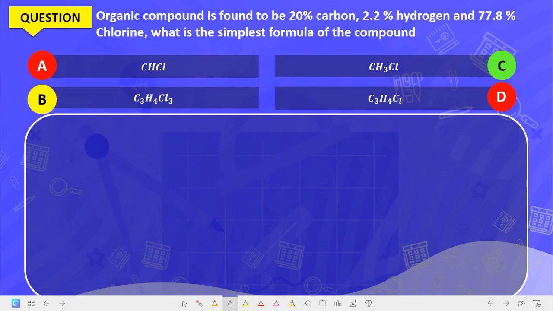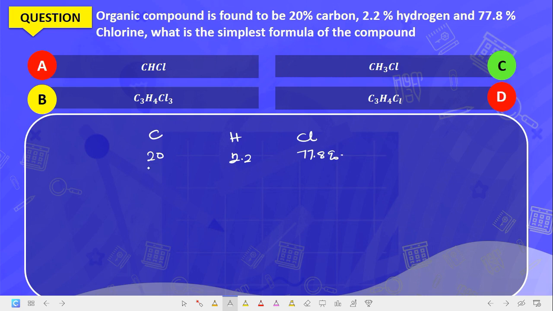Now the next question says, an organic compound is found to be 20% carbon. Carbon is how many percent? 20. Then 2.2% hydrogen. And then chlorine is 77.8%. What is the simplest formula? Now what do you do?